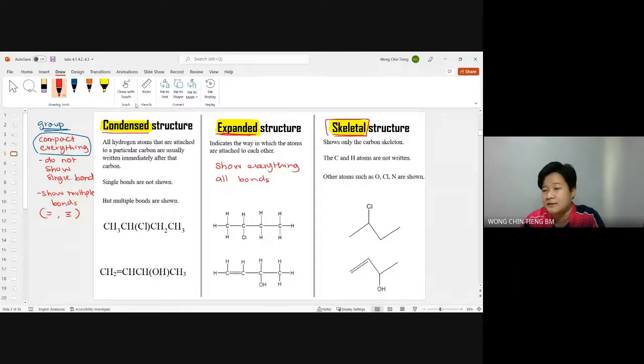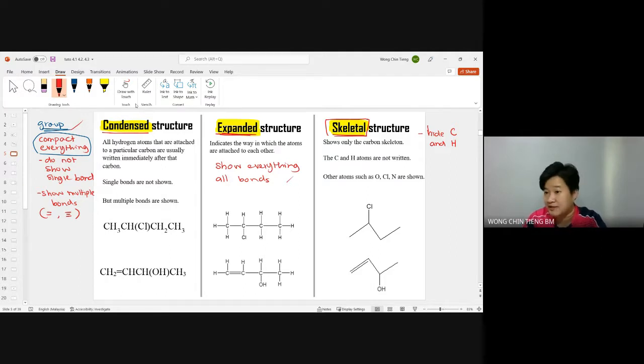Kenapa saya kata skeletal adalah yang paling susah ataupun the highest level? Because dia akan hide. Yang tadi, kita hanya compactkan dia. Kita hanya groupkan dia. Kita tak hilangkan apa-apa. Lepas tu kat expanded lagi senang lah. We show everything. Yang tu paling senang lah. Tapi kat skeletal, we are going to hide carbon and hydrogen. Tapi kita boleh tunjuk semua benda yang lain. What is meant by hiding carbon and hydrogen?